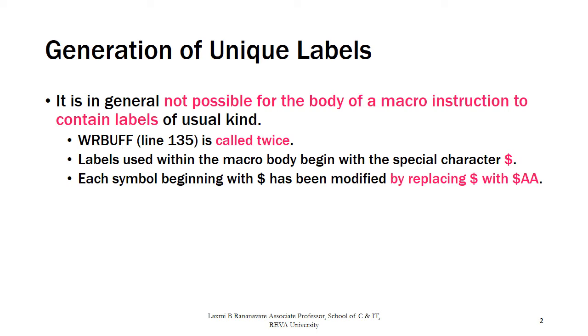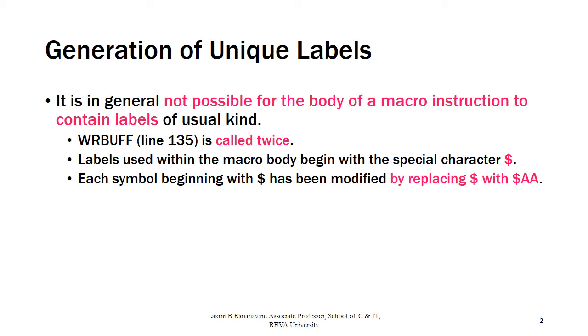In the example, we have write buffer which was called twice, and if it has a label, then we had commented that line. So we were not having a label. Usually we should not have a label in the definition of the macro. So these labels are used within a macro body begin.